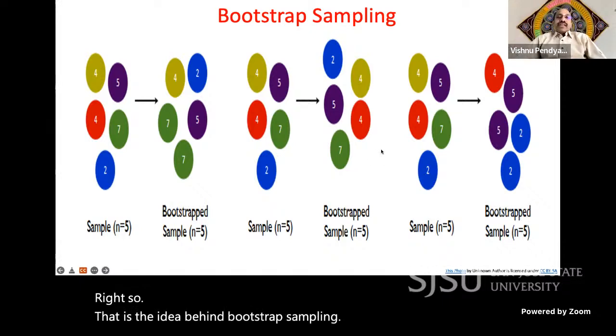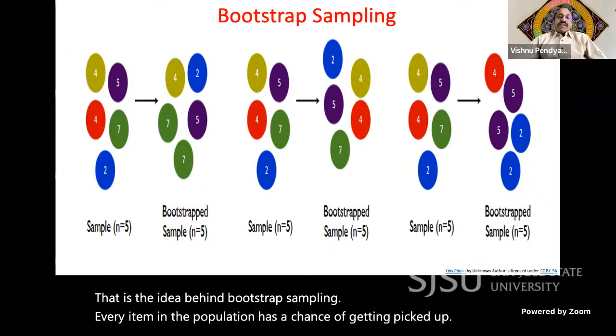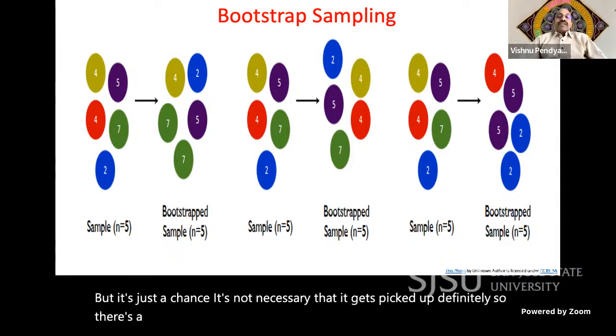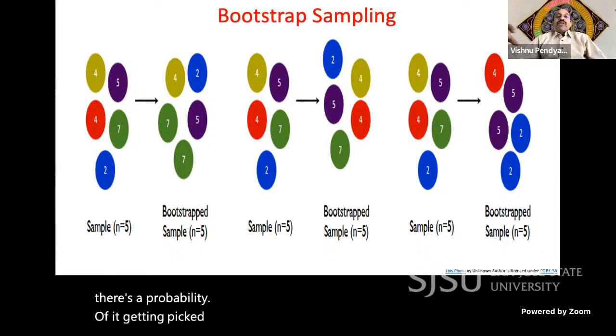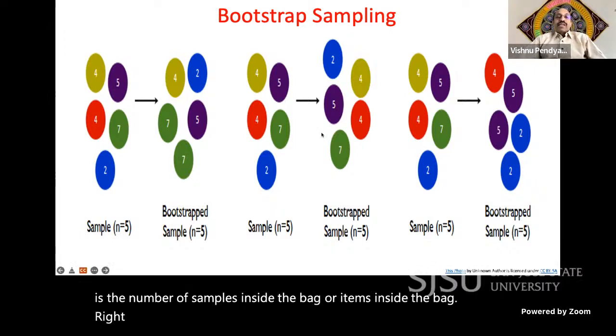So every item in the population has a chance of getting picked up, but it's just a chance. It's not necessary that it gets picked up, definitely. So there's a probability of it getting picked up. And the number of times you pick up from the bag is the number of items inside the bag, right? So that is the idea of bootstrap sampling.